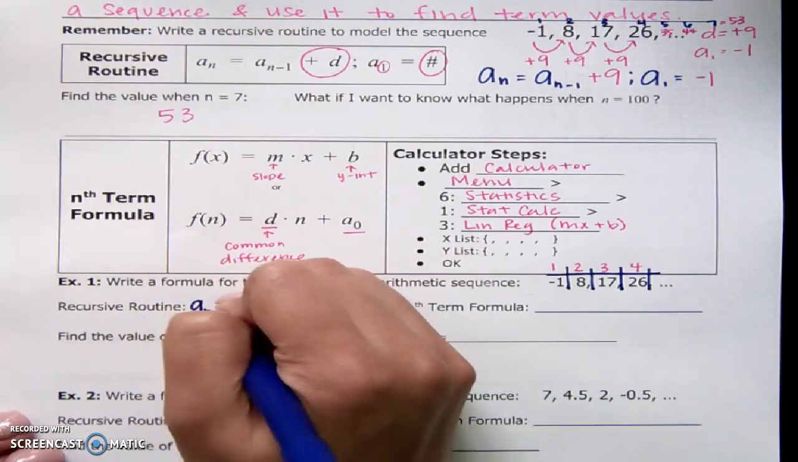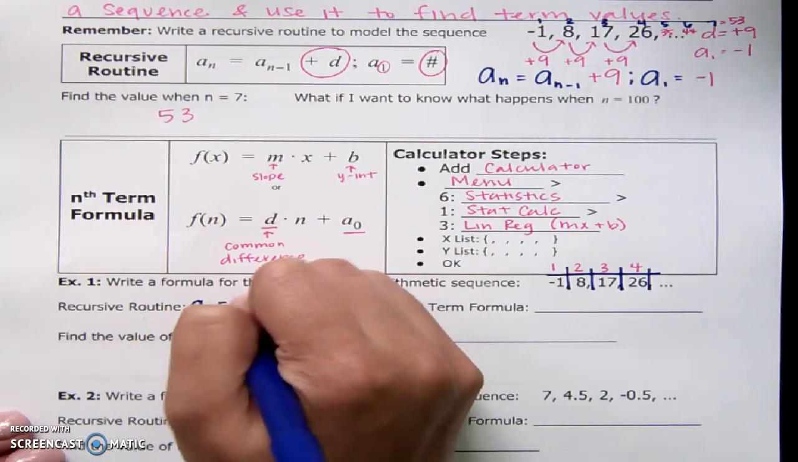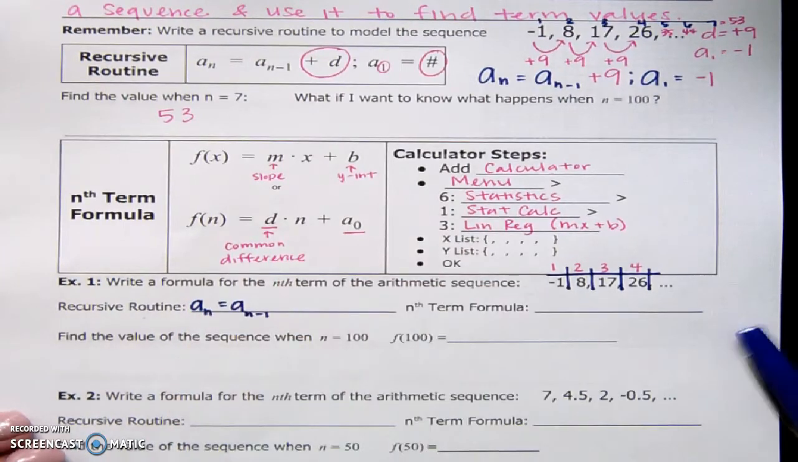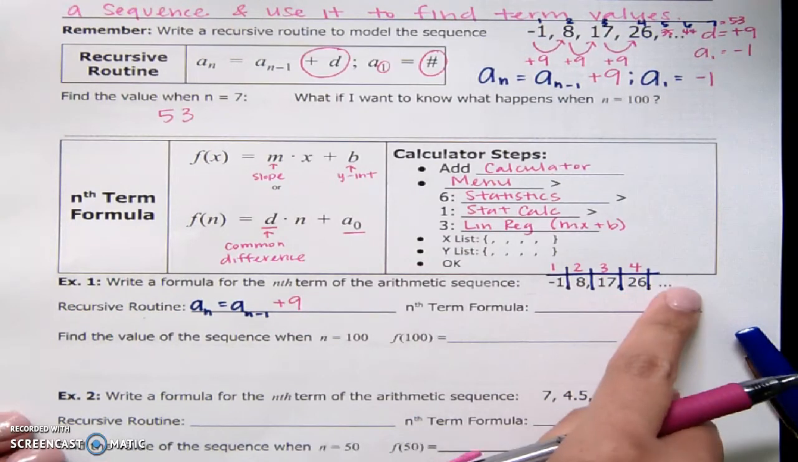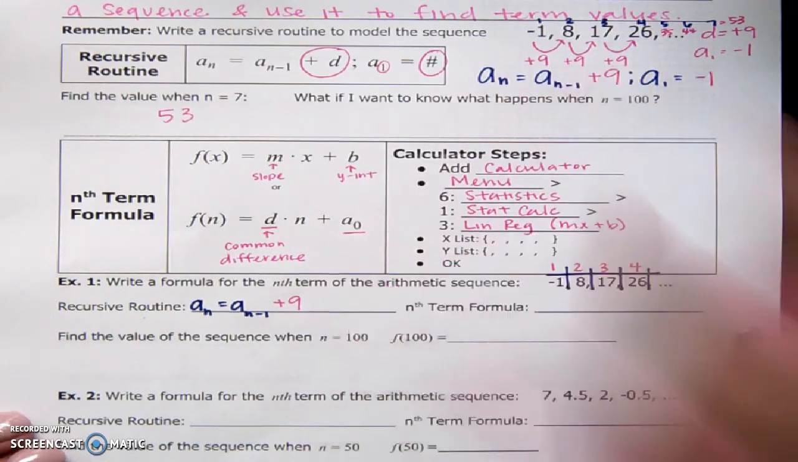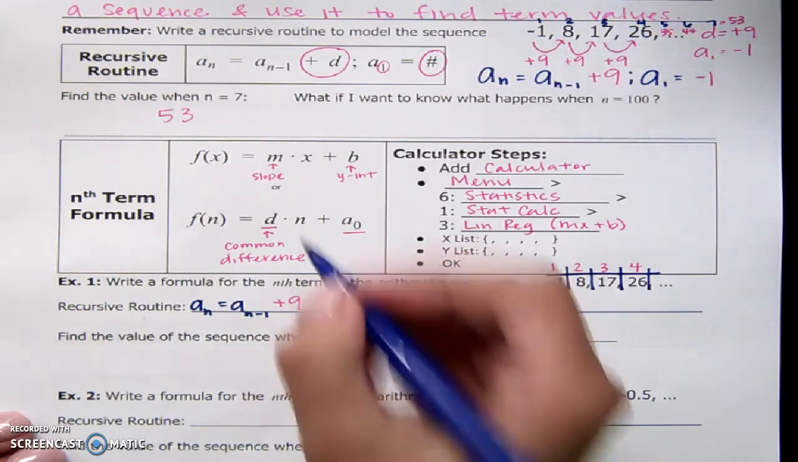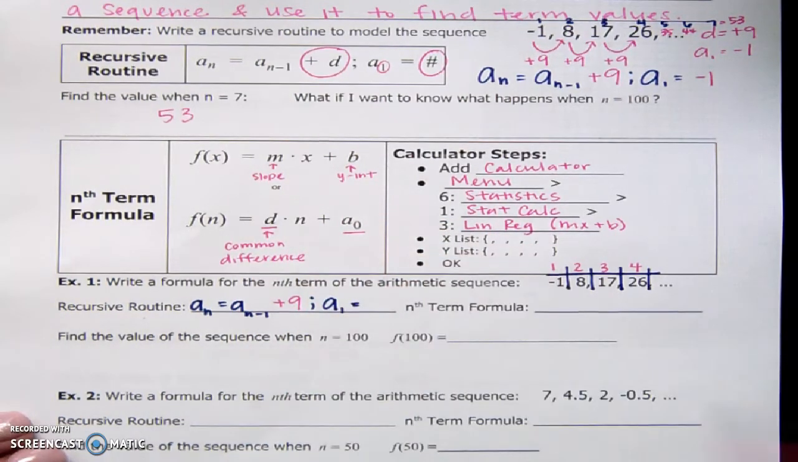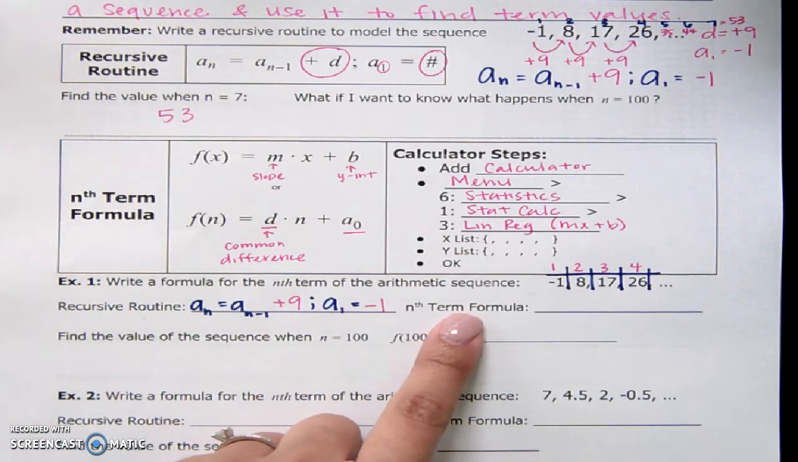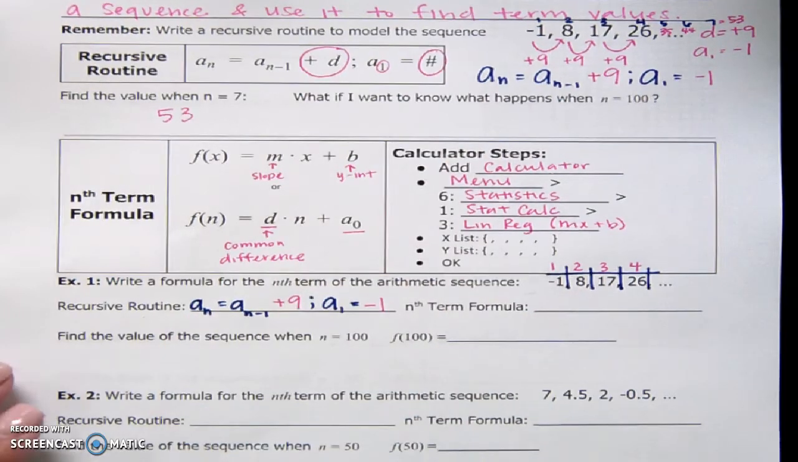A sub n equals a sub n minus 1 plus 9, right? Because we said that in order to keep the pattern going, we have to add 9. It's the same numbers we had up here. But we also have to show what our first term is. Negative 1.